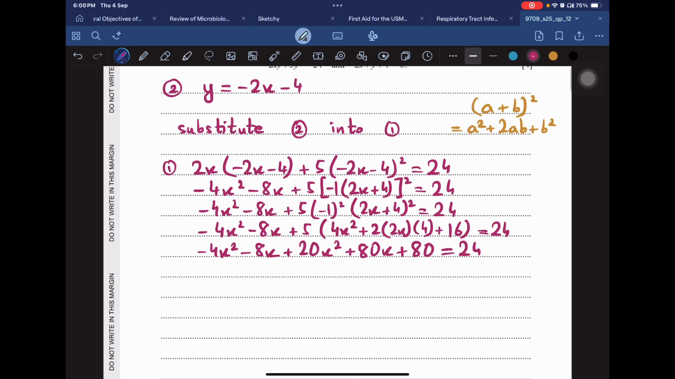Now simplifying it, 20x squared and negative 4x squared. So 20 minus 4 will be 16x squared. We have negative 8x and 80x. That will be positive 72x. Then we have 80 here, 24 here. Bringing 24 to the left, it would become negative. So 80 minus 24 will be 56.